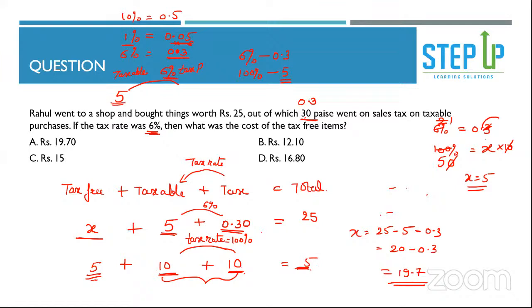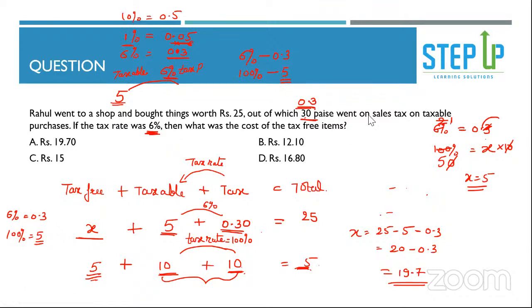You can do it orally also. If the tax rate was 6%, and because of this 6%, he paid 0.3 rupees. So just to calculate, 6% is equal to 0.3. It means that 100% is equal to 5 rupees. If so, why are we adding 30 paisa in the full calculation?